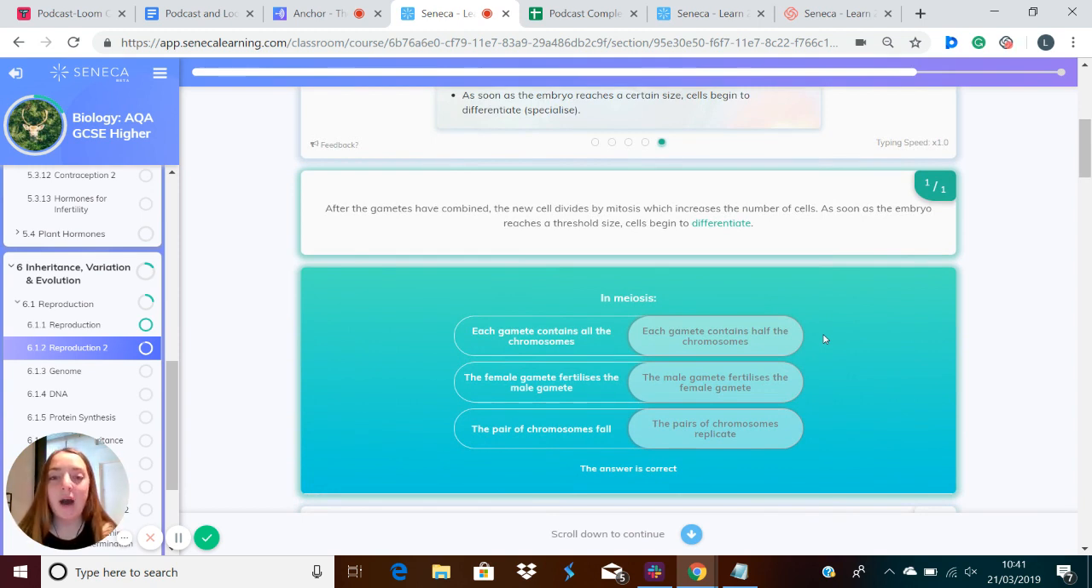So let's recap what happens in meiosis. So it produces gametes which each contain half the number of chromosomes, and these are known as haploid cells. It's involved in sexual reproduction, where the male gamete will fertilize the female gamete. And at the start of meiosis, the pairs of chromosomes replicate. And then there are 2 cell divisions.